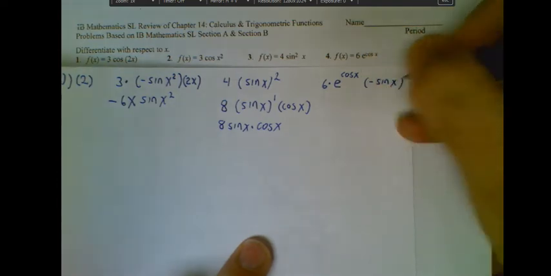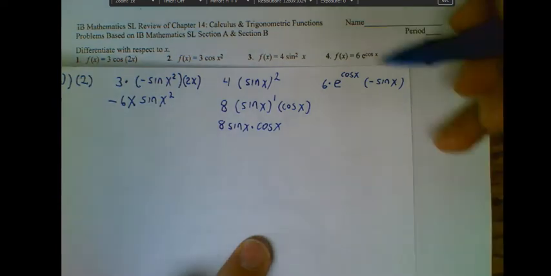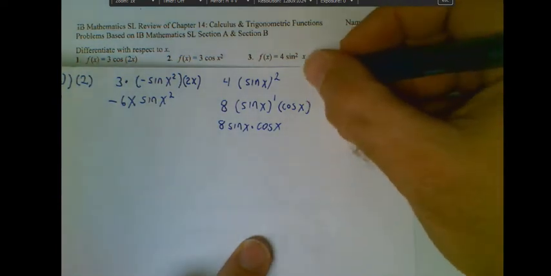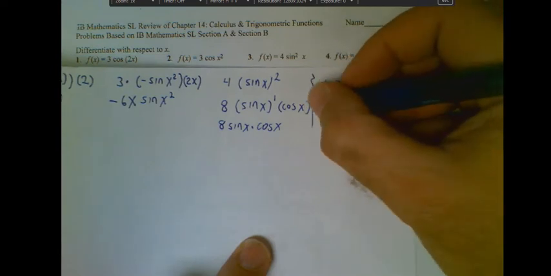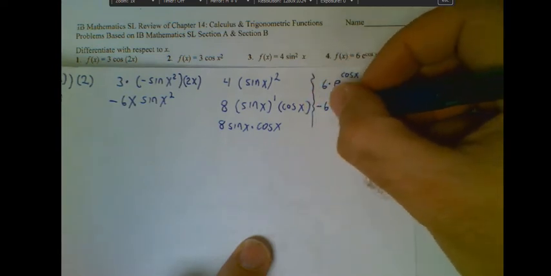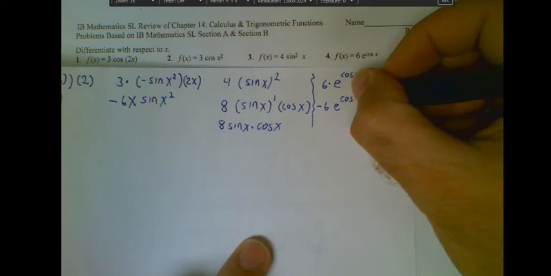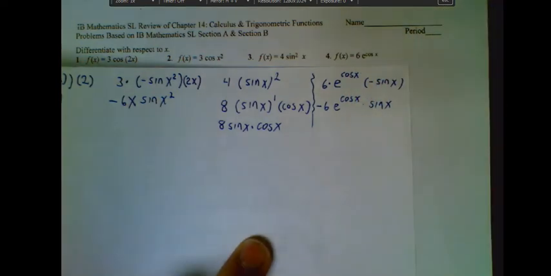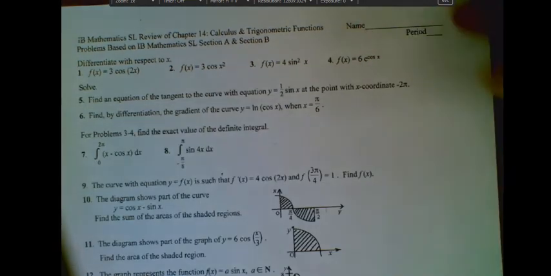Otherwise, we're missing a big part of that answer. Simplify a little bit. I could take that negative and combine it with the 6. So I would just write that as negative 6 e to the cosine x sine x. So do simplify as much as you can. Moving on down, number 5.